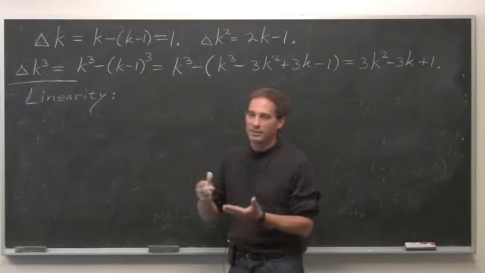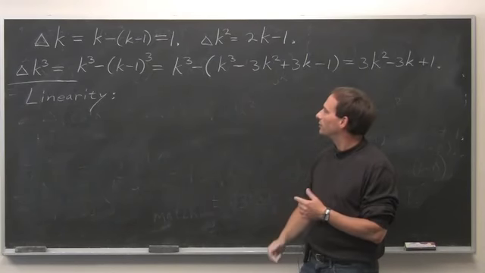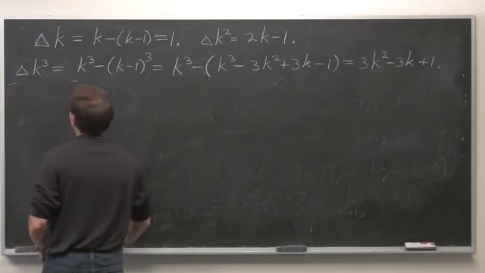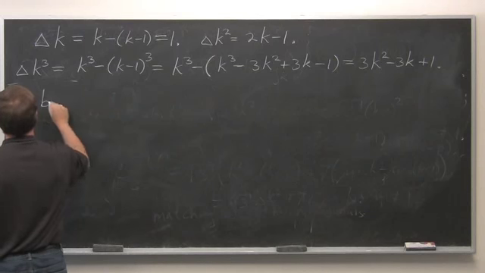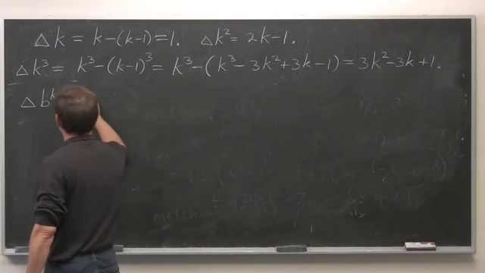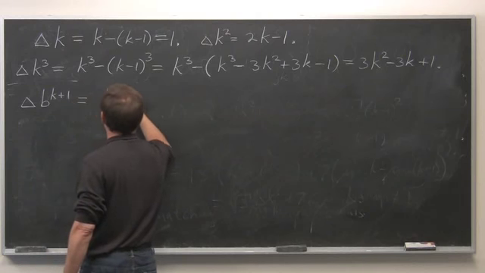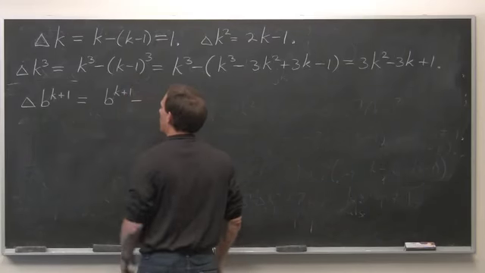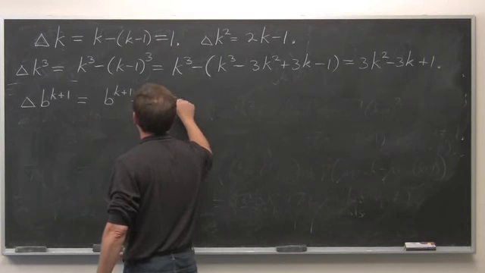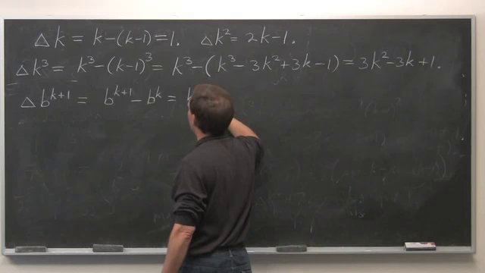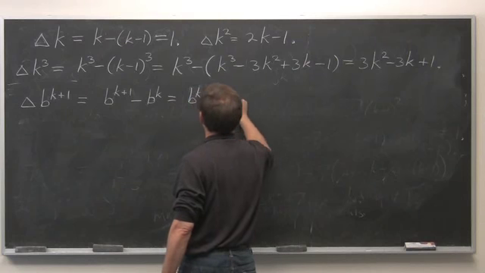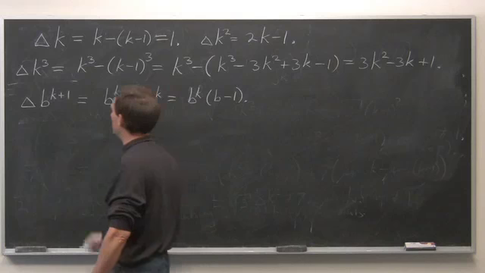So we found delta of k, and delta of k squared, and delta of k cubed. Oh, I'd like one more. Sorry, let's do one more easy one. Let's do delta of b to the k plus 1. So b is a constant. So what do you get? You get b raised to the k plus 1 minus, you replace k by the quantity k minus 1, so you just get b to the k. But then you can factor out the b to the k, and you get b to the k times b minus 1. Okay, that's an easy one too.